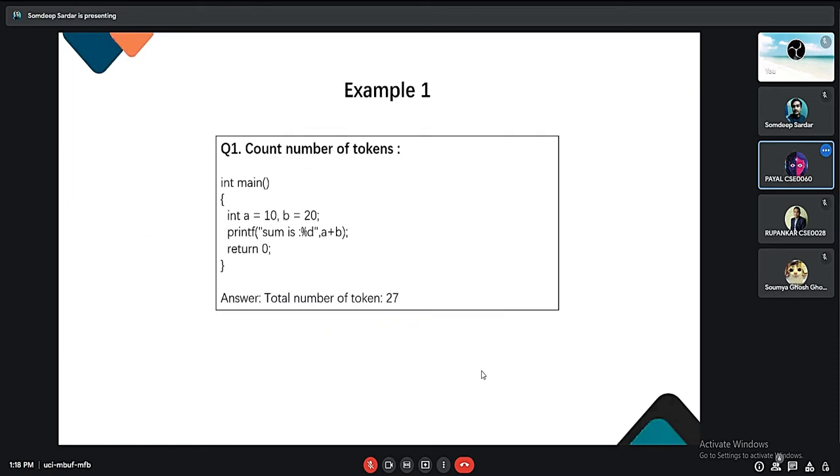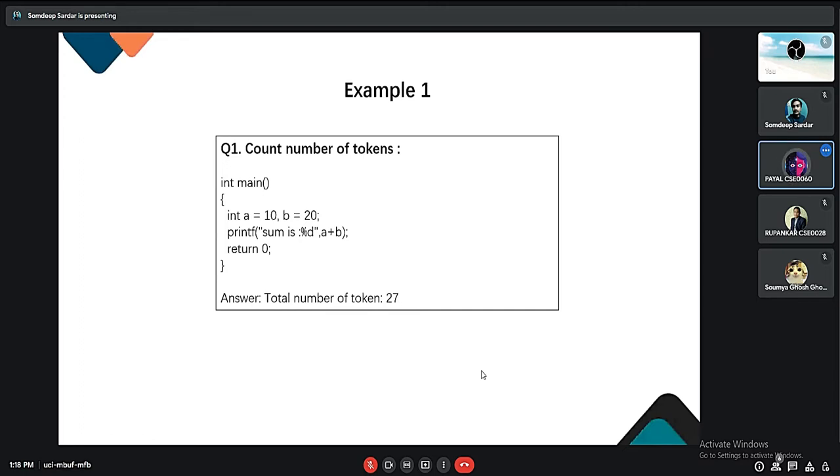Example 1. Here we will have to count the number of tokens. So, as we can see, there are a total of 27 tokens. The sum is present inside the double quotation, and all the things that are present inside the double quotation are taken as 1. So it is counted as 1.